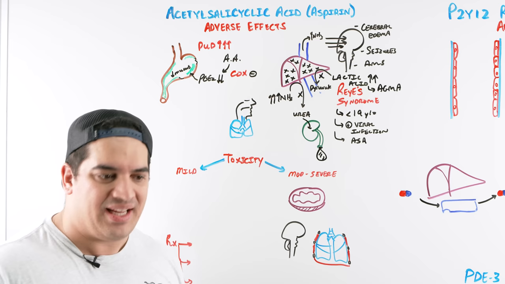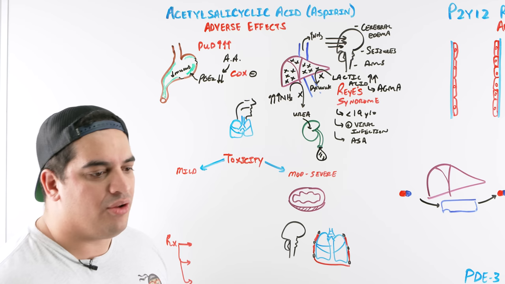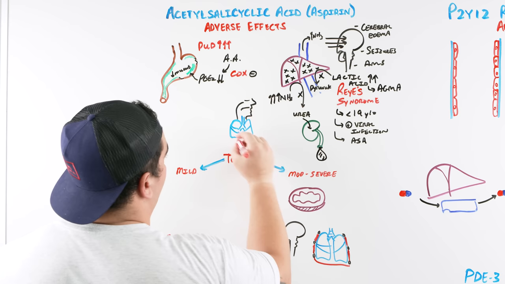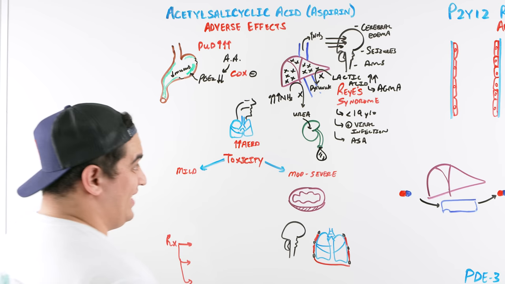Aspirin, again, modifies the arachidonic acid pathway, right? And because of that, one of the other things about aspirin is it can increase what's called acute asthma exacerbation of respiratory diseases. So it can really worsen things like sinusitis and nasal polyps and asthma.